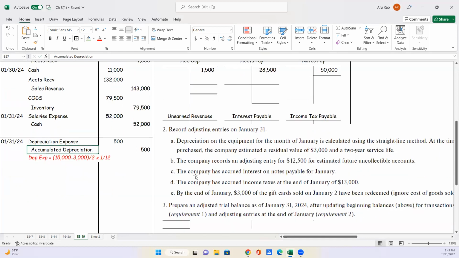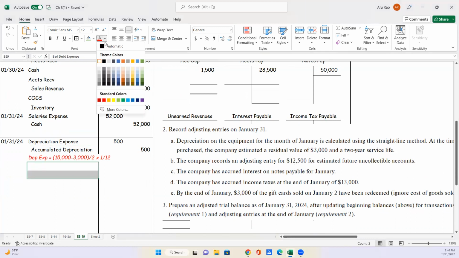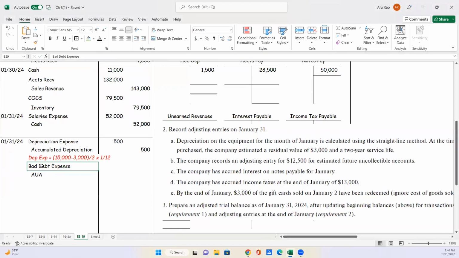Okay. In the second one, they've told us the company recorded an adjusting entry of 12,500 for estimated future uncollectible accounts. So they've just given us this information. We don't need to do anything further. Bad debt expense debit, allowance for uncollectible accounts credit, and it's 12,500 that was given to me. There's no need for me to do any calculation.